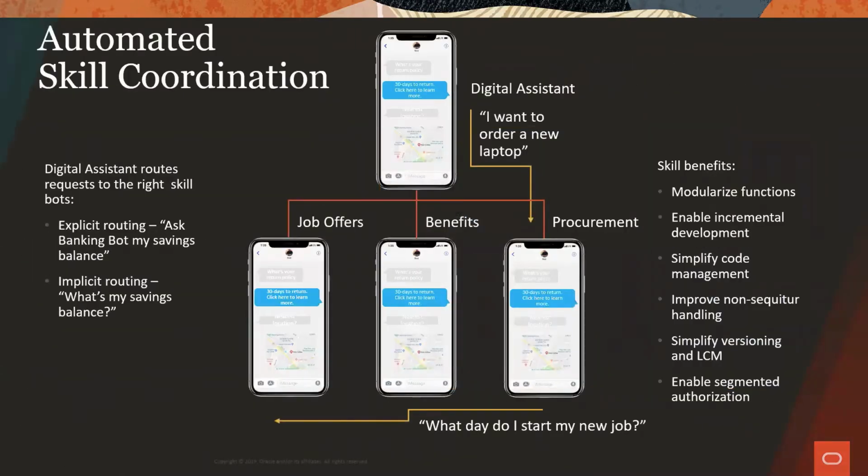And this is how it would work for a business use case, for example. You would talk to the digital assistant. You would say, I want to order a new laptop. It's going to recognize what the user wants, that utterance, and it's going to take you to the procurement skill here, because that's related to procurement. Now, if say the user wants to continue that conversation and they ask, what day do I start my new job? The ODA is going to recognize that the point of the conversation has now changed, and it's going to go over to the job offer skill where all the functionality and resources for job offers resides, and respond to the user with that information.